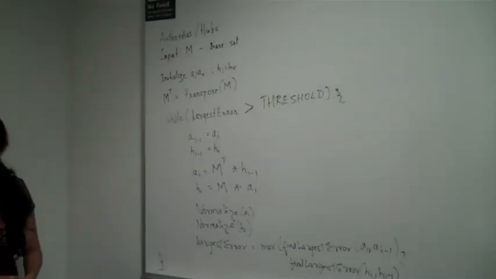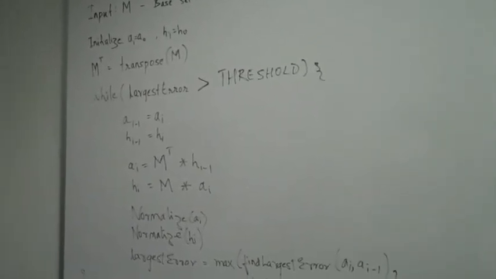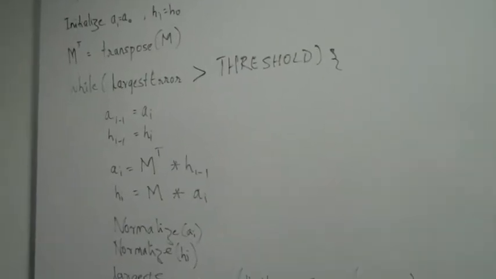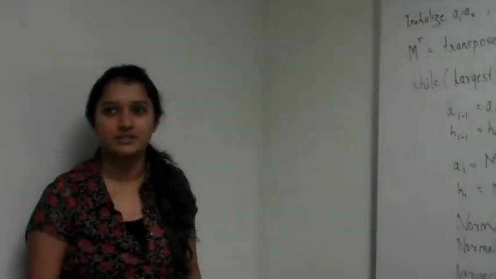What if we use the second form of the equation, multiply M transpose M first and then use that to calculate A and H? You can do that. It just involves multiple multiplications.